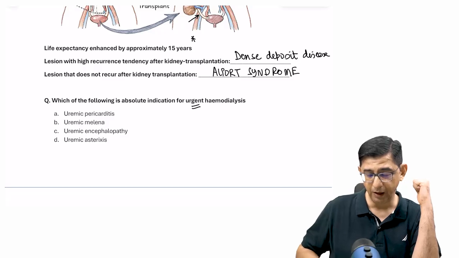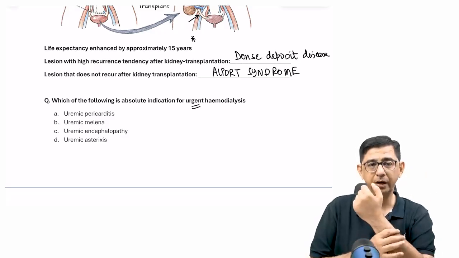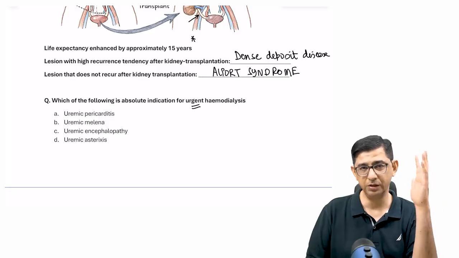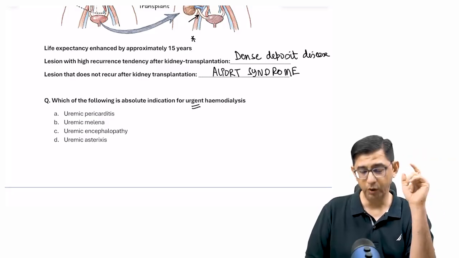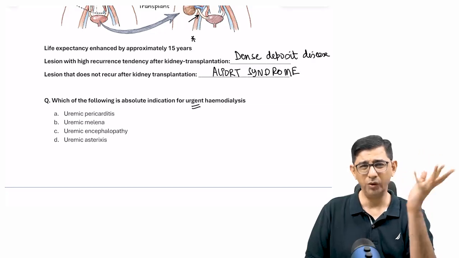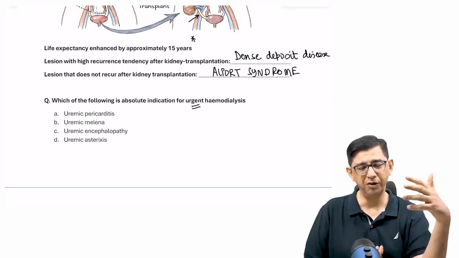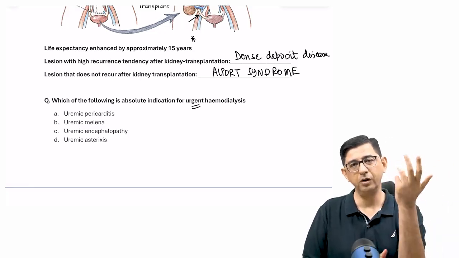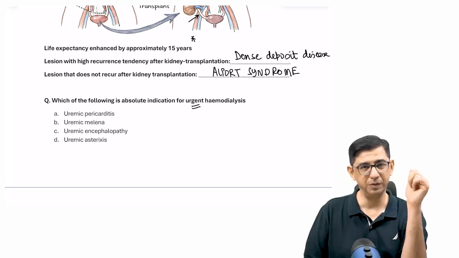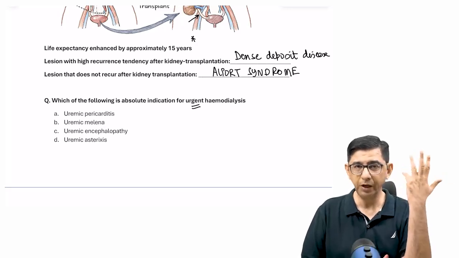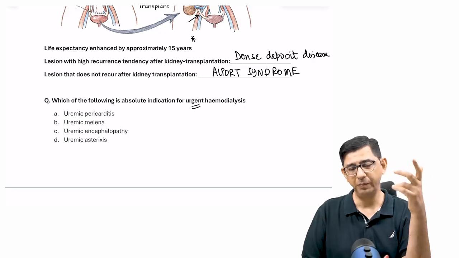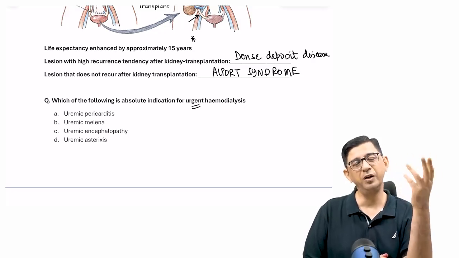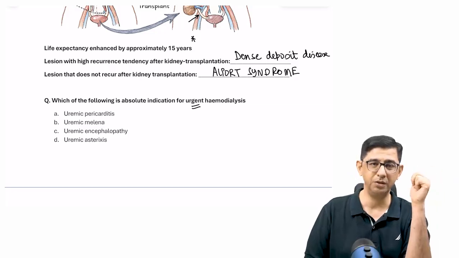Yes, guys. Among the 4 which are present, pericarditis, melena, encephalopathy, asterixis, let me give a rationale. Uremic melena is lower GI bleeding. If I wait a few hours more and take an opinion from another doctor, it's not going to change the prognosis much. Uremic encephalopathy, even if I do dialysis after 12 hours, he'll still be unconscious now.